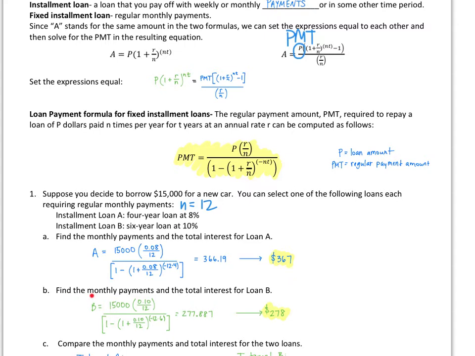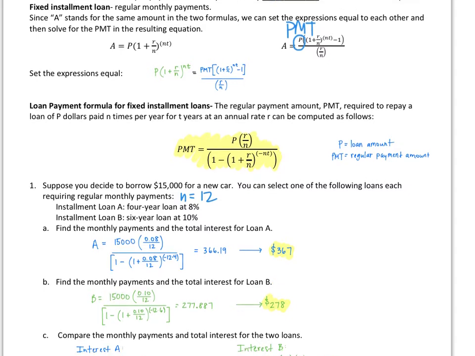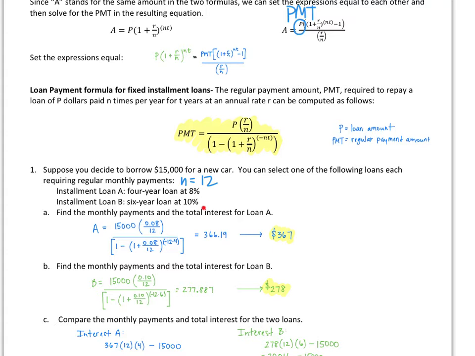In part B, we're finding the monthly payment and total interest for loan B. Again, we're taking out $15,000, but this time it's a 6-year loan, so T is 6, and our R is 0.10. N is still 12.